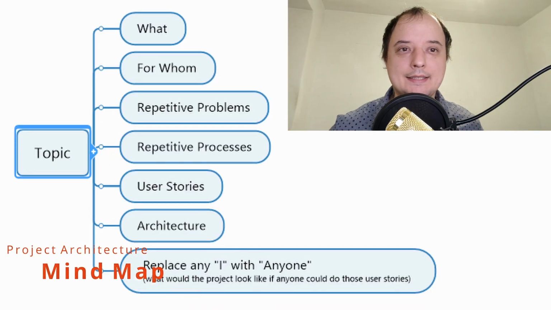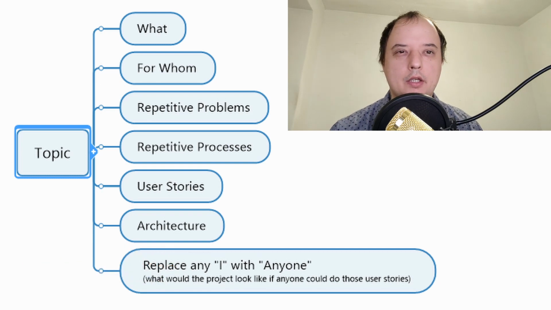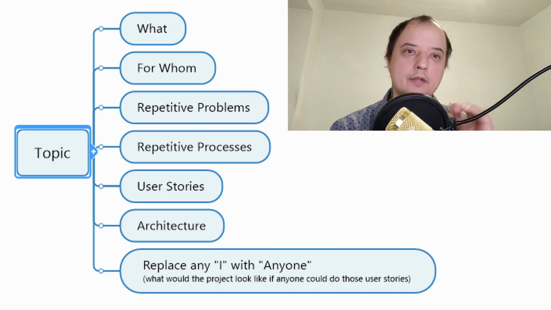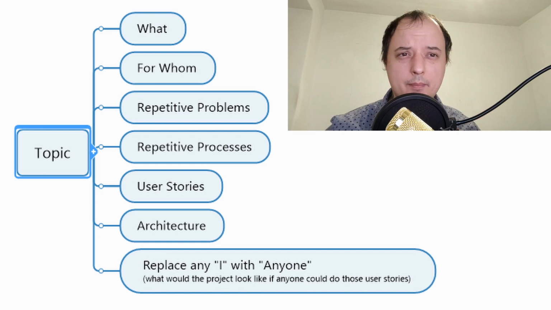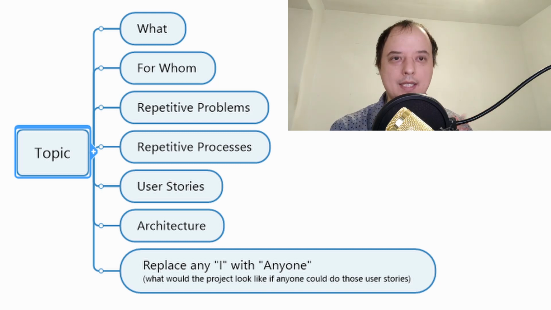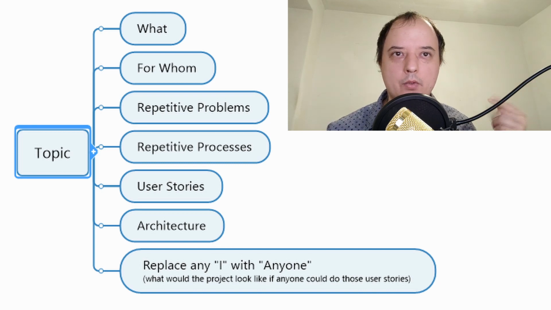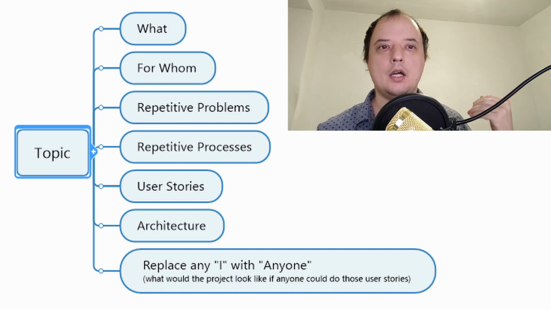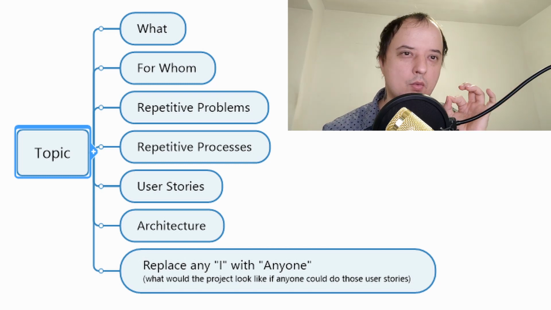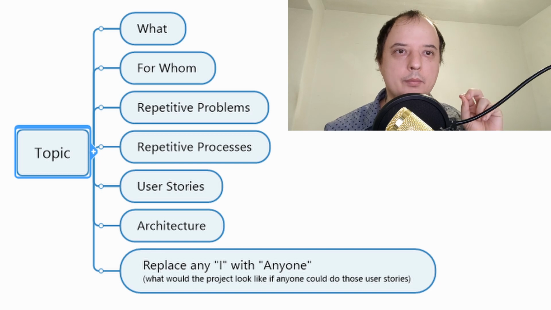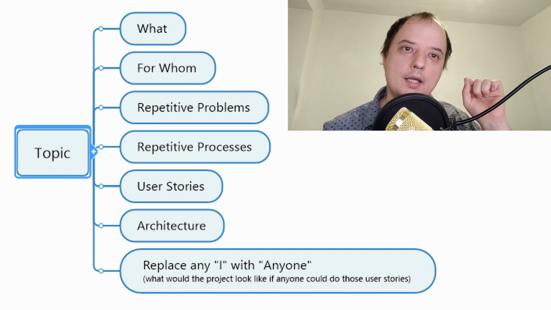So this is our project architecture map that I created over the years of managing different projects. This map unites all the different stages of project development into one big map. It has, as you can see, 7 steps: what, for whom, repetitive problems, repetitive processes, user stories, architecture, and replacing every I in the project with anyone.